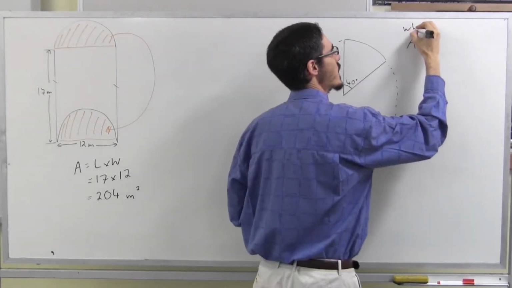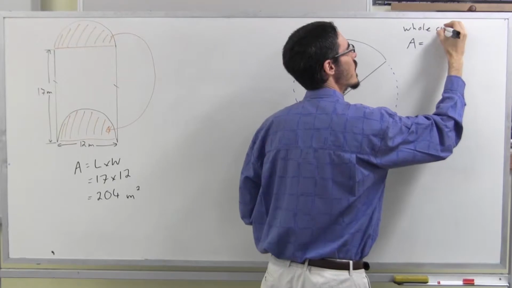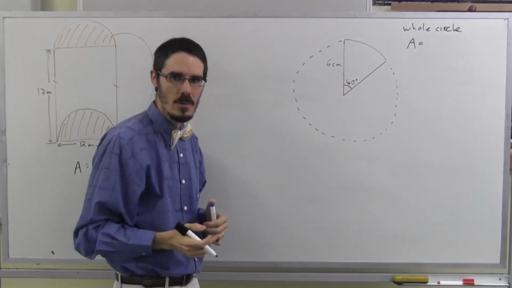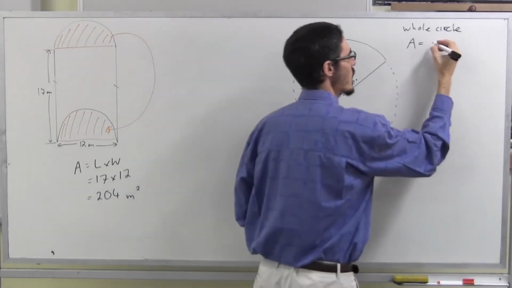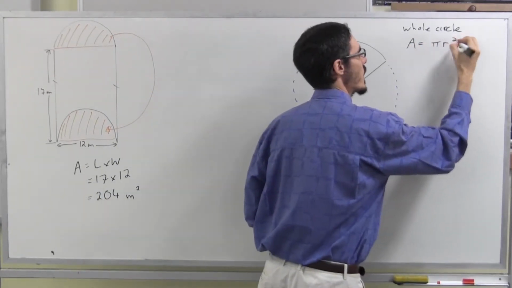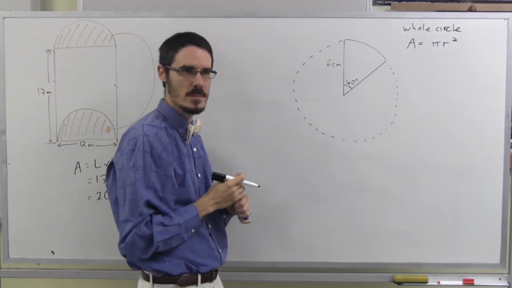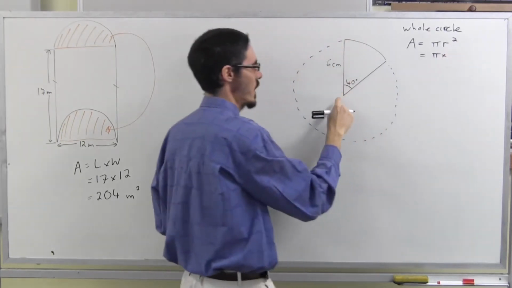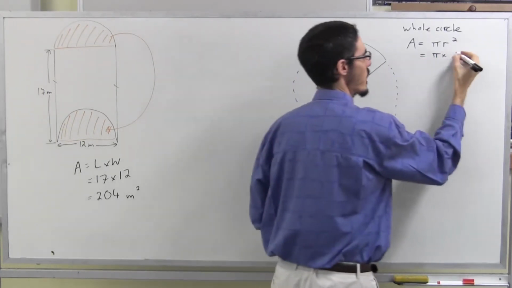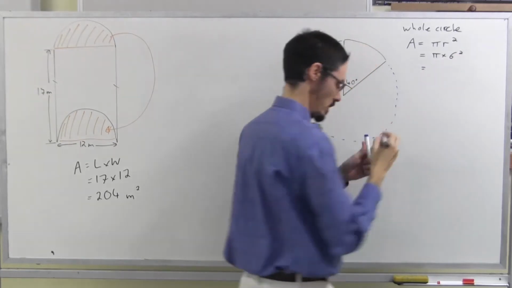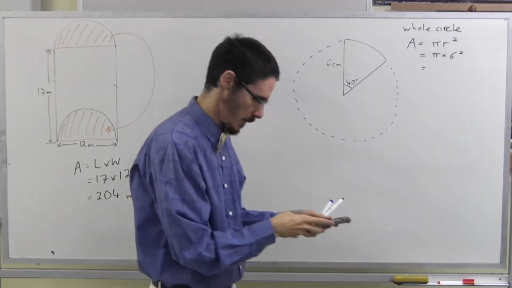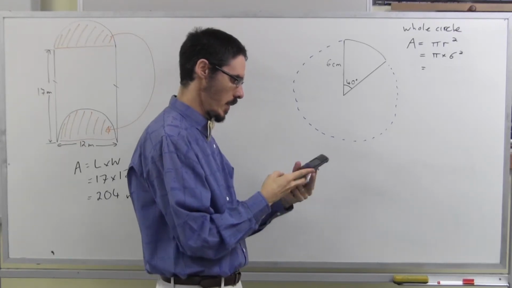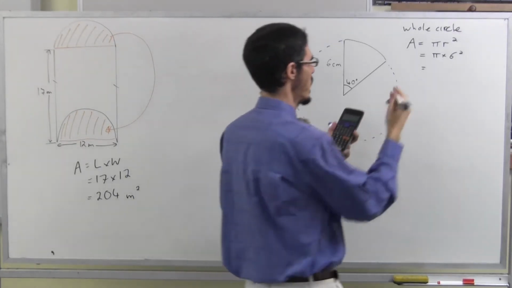I'm going to write myself a note here first. If it's a whole circle, then the area would be pi radius squared. Put in what you know. Pi times the radius, which is 6. Calculator time. Remember, use the pi button on your calculator. Pi times 36.